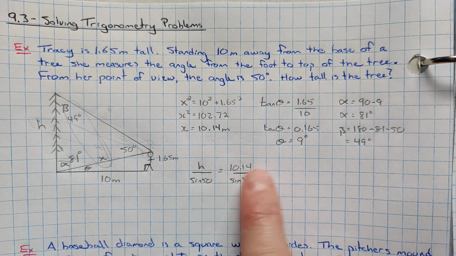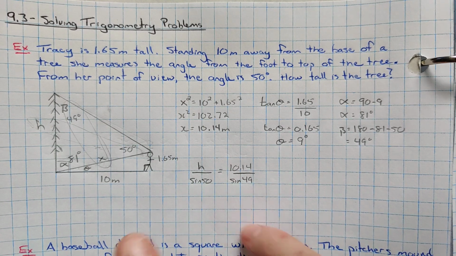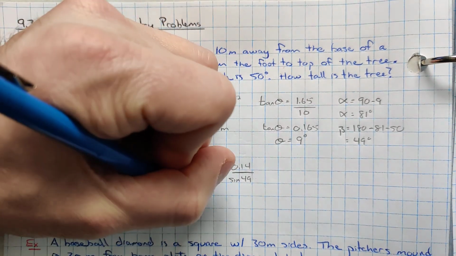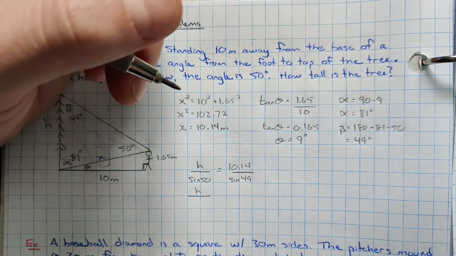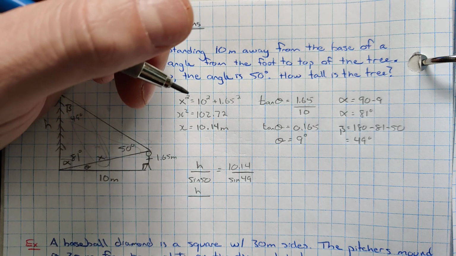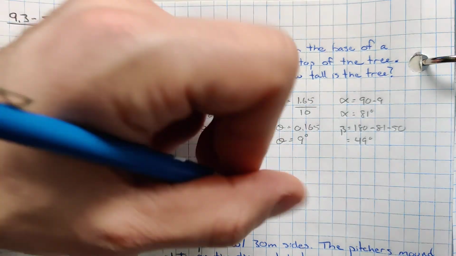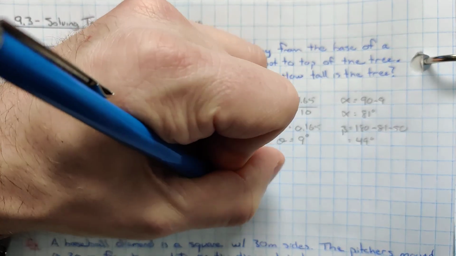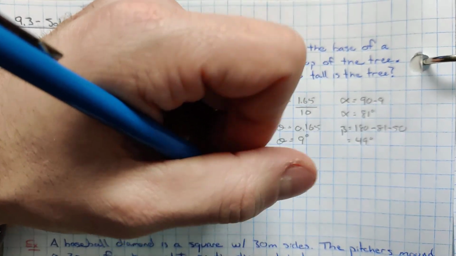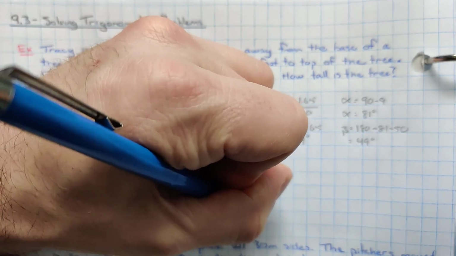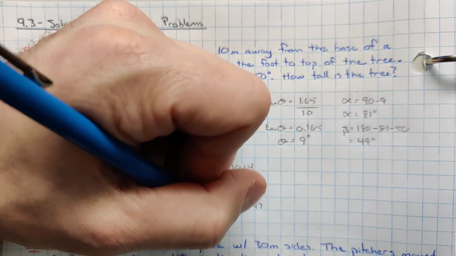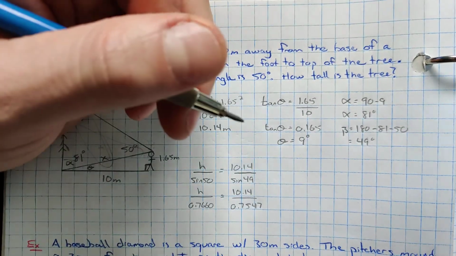And then we do a little bit of converting signs to decimals, and then cross multiply. Sine of 50 is going to give me 0.7660. Sine of 49 is going to give me 0.7547. So I'll cross multiply and divide here.